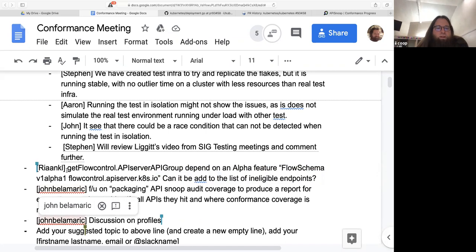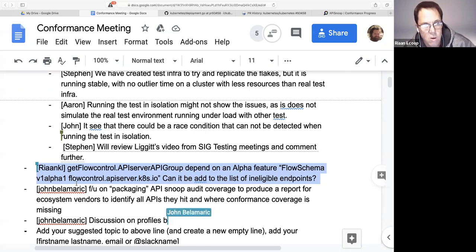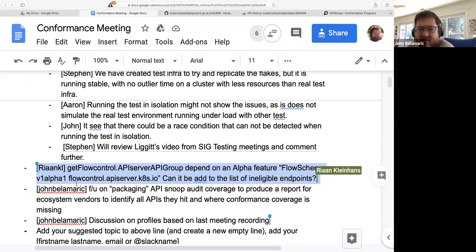Rian, do you want to go over this next one around the flow control API server API group? That endpoint is one of the technical debts that came in, I think, in 1.17. I looked around for information on that, and if I go into the specification, it says that the flow schema is actually an alpha endpoint. So it depends on an alpha feature, which would exclude it from conformance. I would like to get your feedback. Should it be excluded because it has an alpha feature?